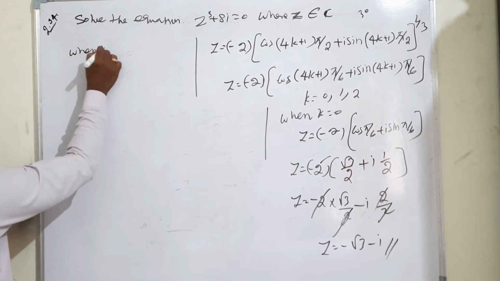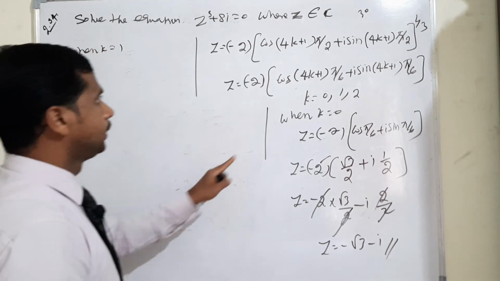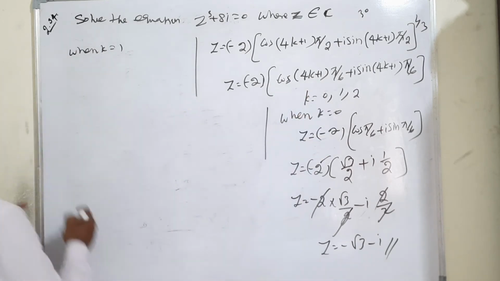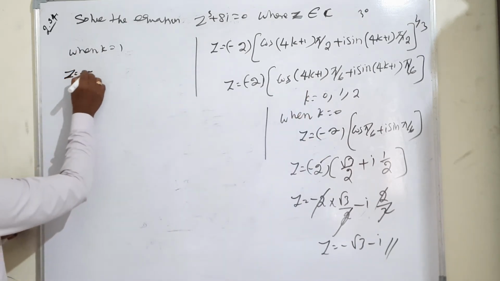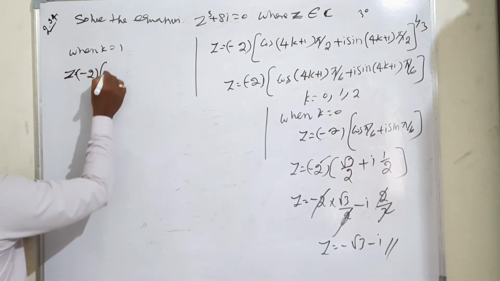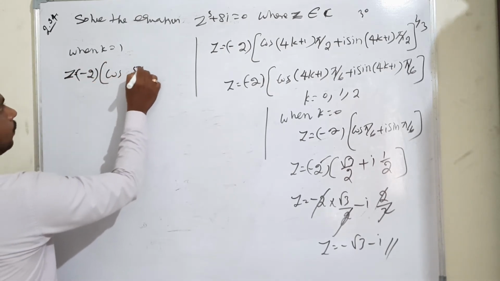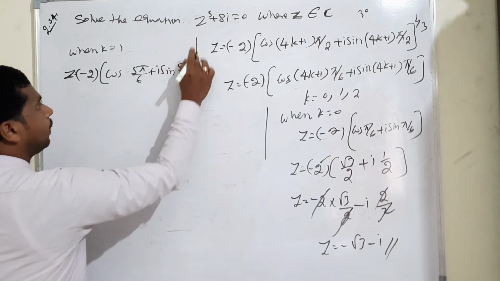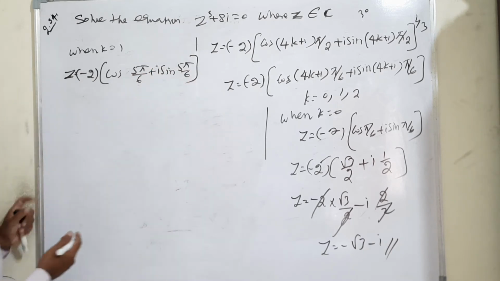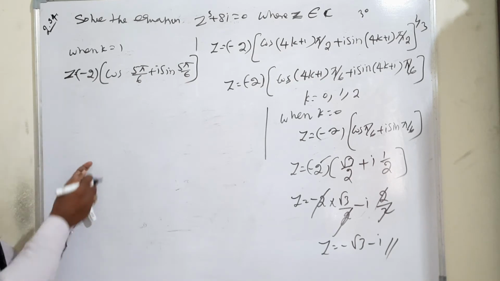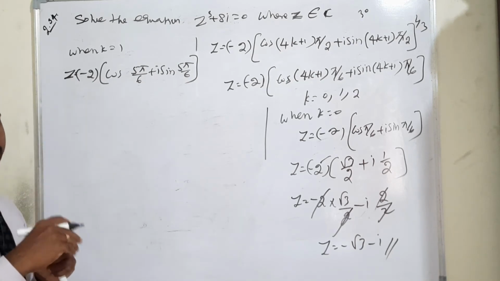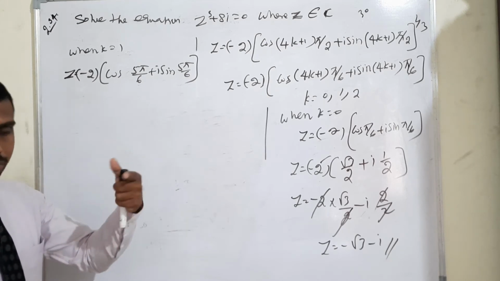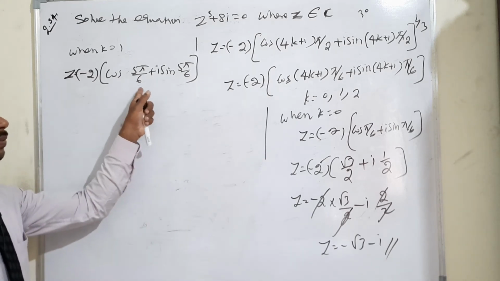when k is equal to 1. So k is equal to 1 means 1 into 4, 4. 4 plus 1 is equal to 5. Therefore z is equal to minus 2 into cos 5 pi by 6 plus i sin 5 pi by 6. Now here also, below 360 we can write directly. If it's splitting also, no problem. 5 pi by 6, pi minus pi by 6, we can split it.